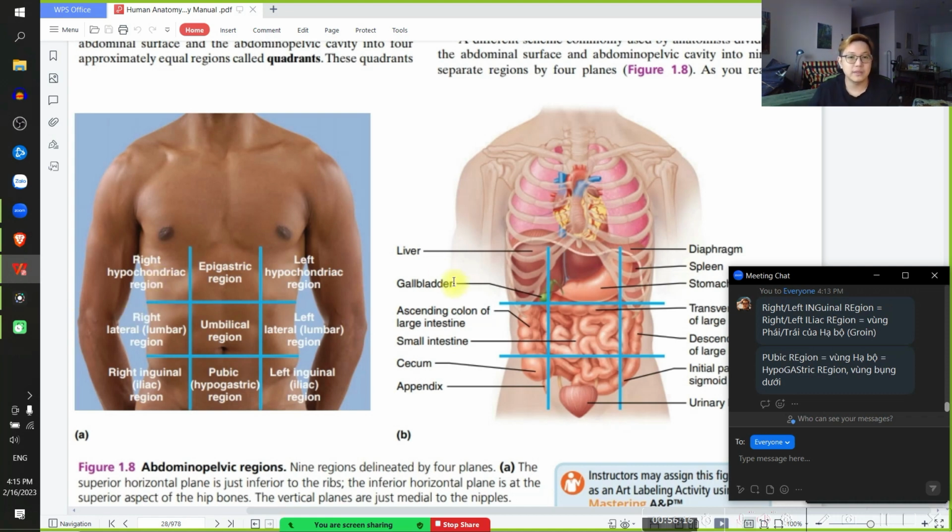Okay. So if this is on the surface, okay? A is basically 9 regions delineated by 4 planes. 9 vùng được mô tả ra bởi 4 cái mặt phẳng chia cắt. A, the superior horizontal plane is just inferior to the ribs. Cái mặt phẳng nằm ngang nằm bên trên thì chỉ nằm ở ngay bên dưới cái xương sườn mà thôi.